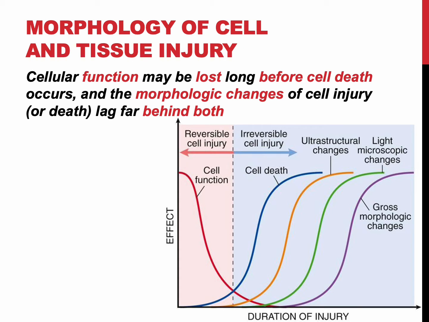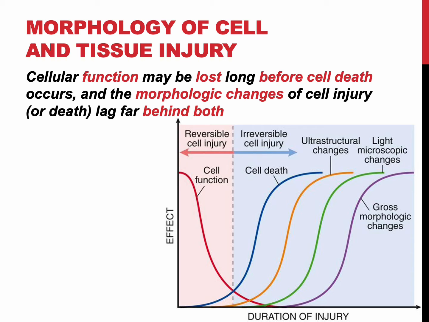Another important concept to understand with tissue injury and cell death is that the morphology of the cell injury or cell death, or the morphological change that you can see at the level of a cell, often lags behind the loss of cellular function. A classic example of that is the cardiomyocyte. If you have a myocardial cell that becomes ischemic, this cell will become non-contractile, or won't be able to contract, after 1 to 2 minutes, as you can see here.